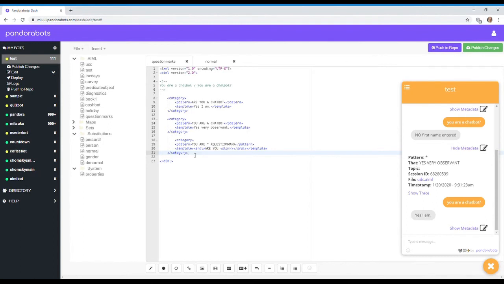If anyone puts anything with a question mark at the end, chances are you've not put any response for that in. So what we need to do is add a little catch-all. What we'll say here is if any sentence ends with a question mark but we've not already accounted for it, block it out and just array it instead. So let's say we had a category.